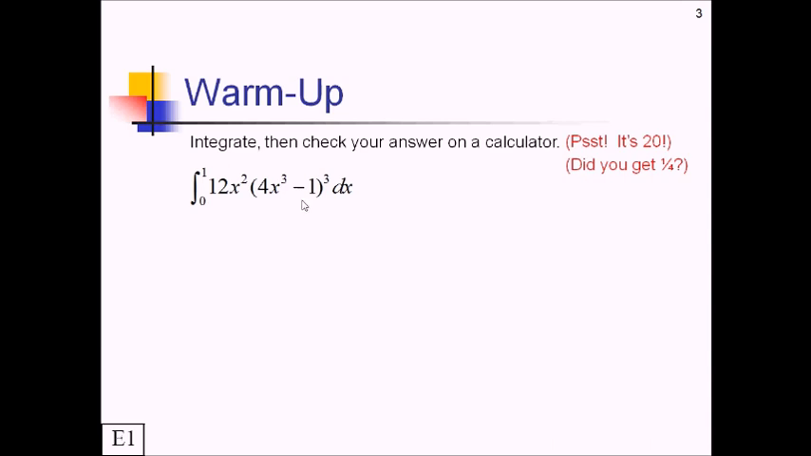This is a good candidate for substitution. You might have noticed we have an inner function whose derivative is elsewhere in the problem. So I'm going to start by letting my u value equal 4x cubed minus 1. And then my derivative is du equals 12x squared dx. Dividing by 12x squared to get dx by itself, we get du over that. And now we're going to substitute back in. So we've got 12x squared times u cubed times du over 12x squared.